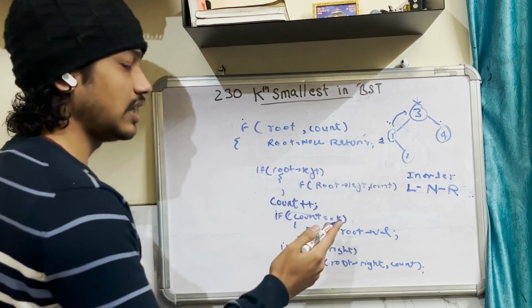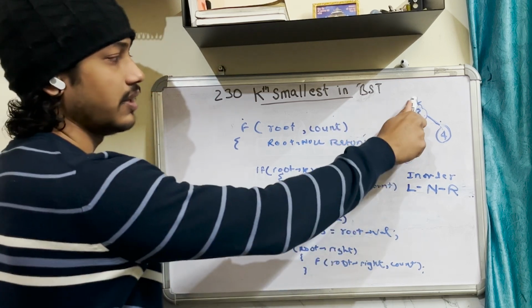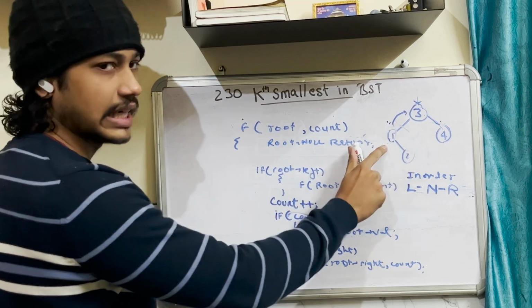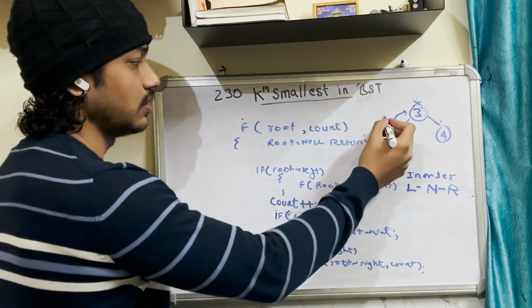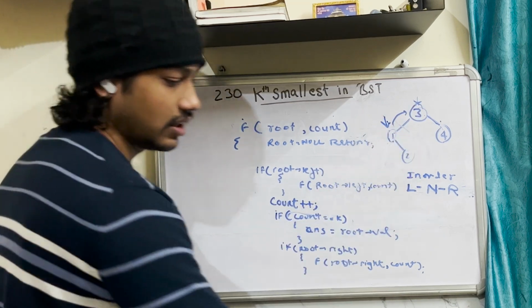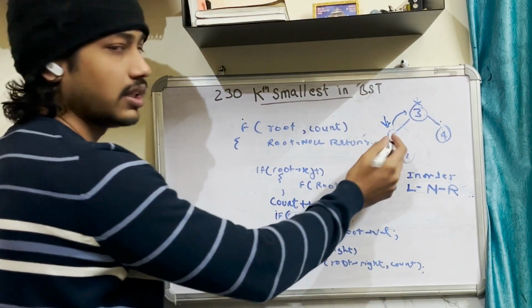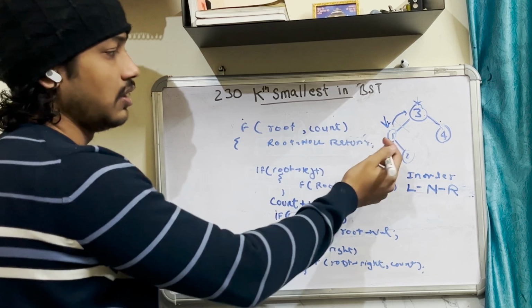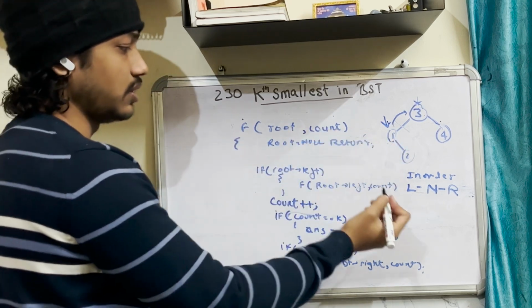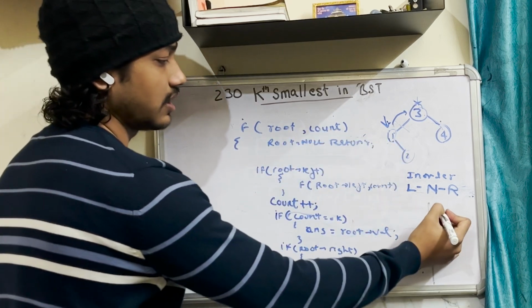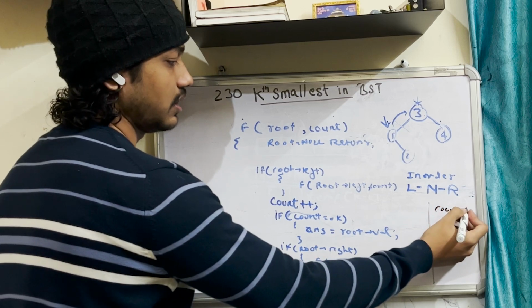So if you don't understand, let me explain again. First we are here, we will go left. We are standing here, so this is our root node. Let me use a different marker so you can see it more clearly. We are standing at the one, this is our root node, and count equals 0. Let me just write it here, count equals 0.